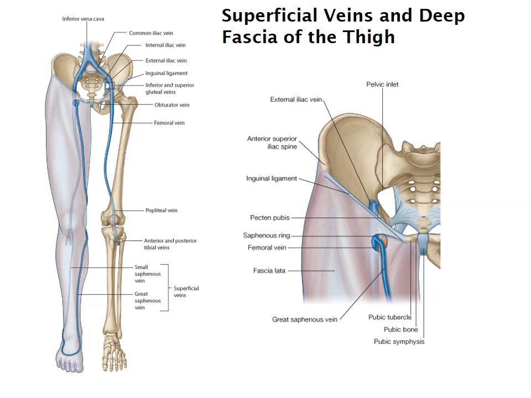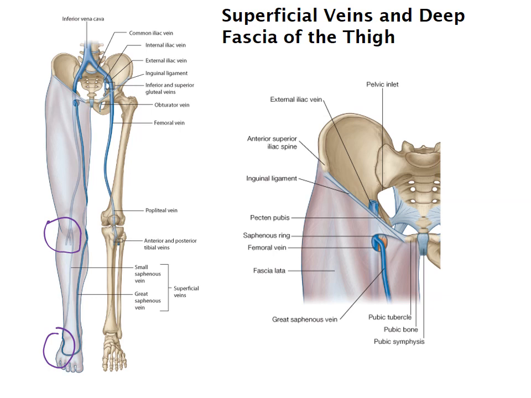The small saphenous vein that courses up the posterior leg also originates from the dorsal venous arch and communicates with the femoral vein in the popliteal fossa. Note that this is in the popliteal fossa, which is behind the knee.